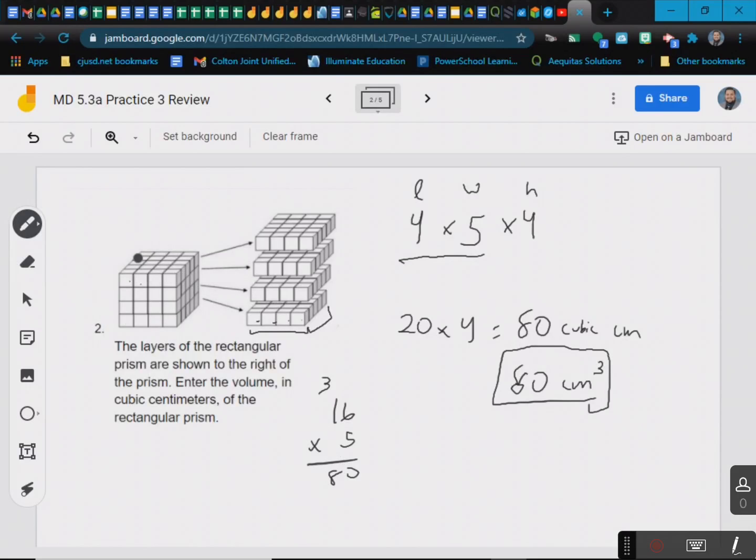Or I could count the top: 1, 2, 3, 4, 1, 2, 3, 4, 5. That's 20, right? Times 4. Same thing, 80. You could do it that way. I know my multiplication facts, so I like to multiply. That's the way that I do it.